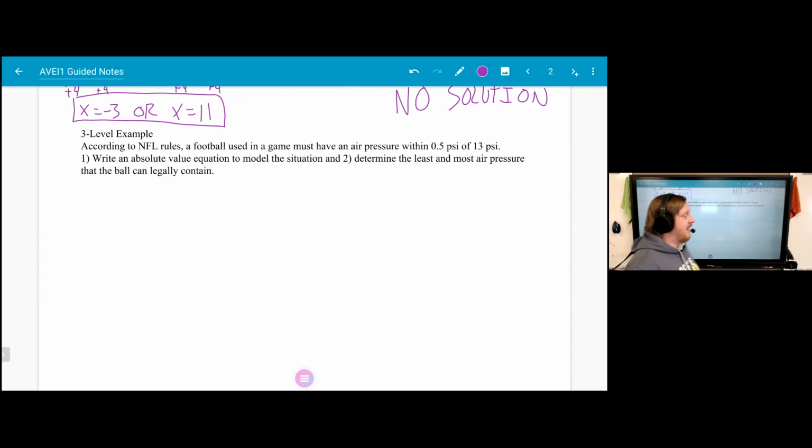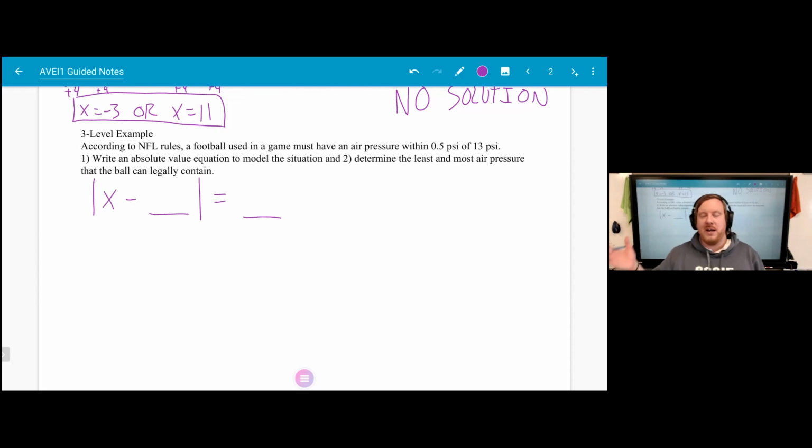What I'm going to do is set it up this way. The absolute value of x minus a number equals something. And I'm thinking of this variation. We already know, here's the deal. We already know that this is 12.5 PSI and 13.5 PSI. But you got to prove it to me using an absolute value equation.